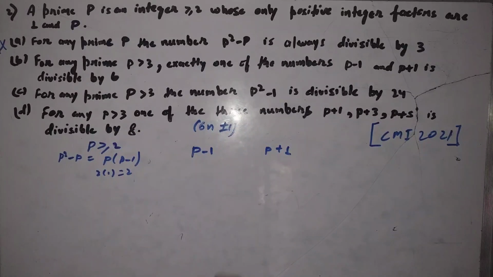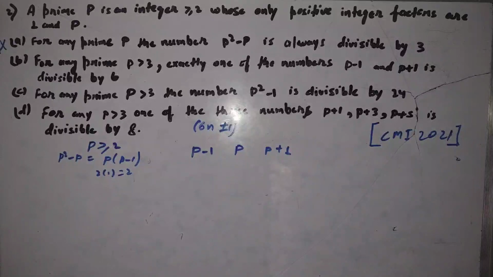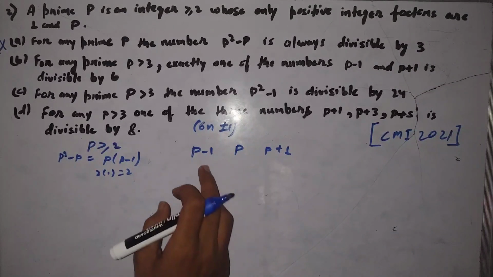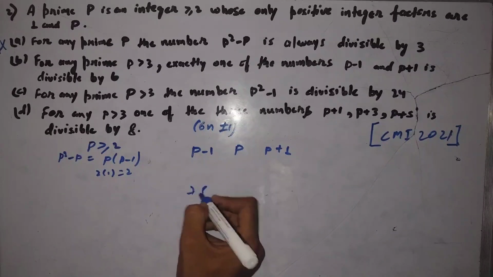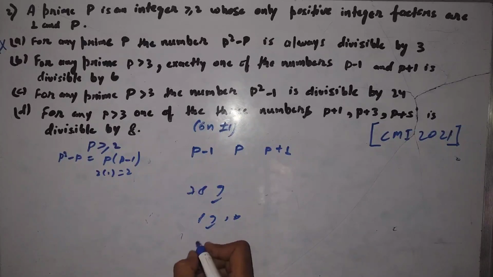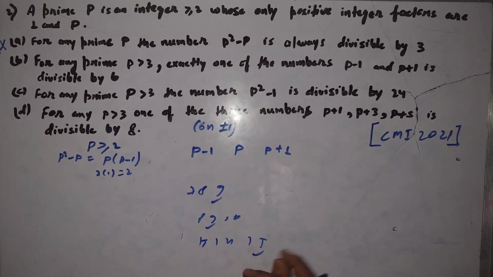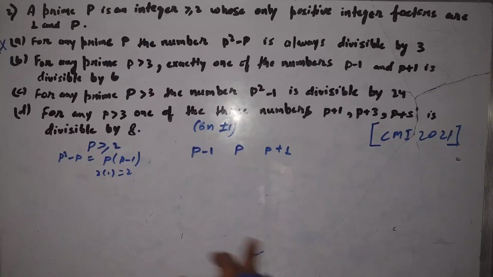Now p will be in between these, and these are actually 3 consecutive positive integers. So any one of them would be divisible by 3. How so? Because if you take any 3 consecutive positive integers, then one of them is divisible by 3. For example, 7, 8, 9: 9 is divisible. 8, 9, 10: 9 is divisible. 13, 14 and 15: 15 is divisible.